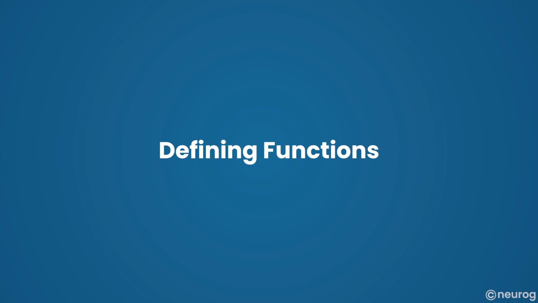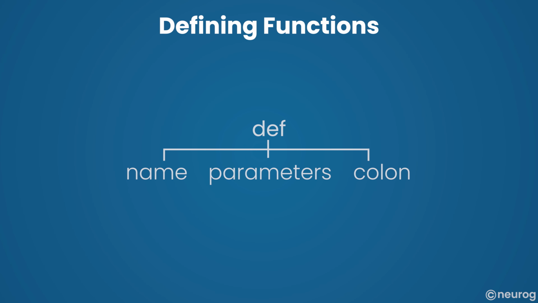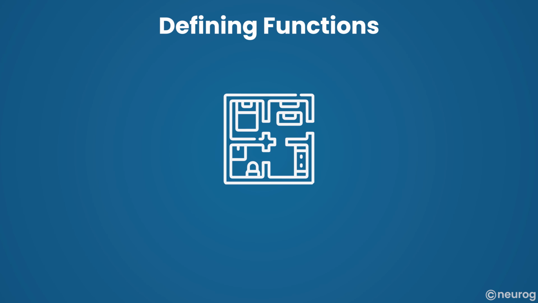Now let's learn how to define functions in Python. To define a function, you use the def keyword followed by the function name, parameters, and a colon. Think of a house construction blueprint. It defines how the house should be built, just like a function definition.